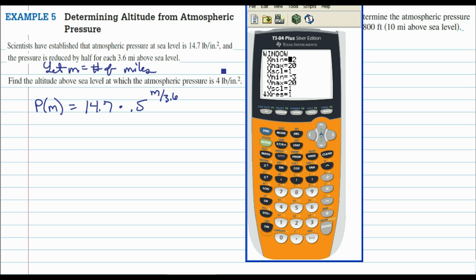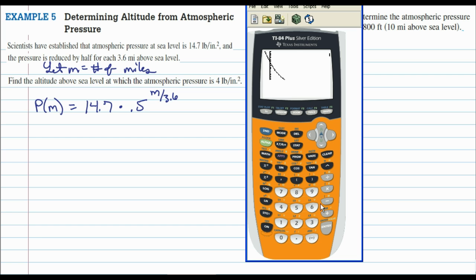So I figured it would be about 8, but just to play it safe, I put my X max down to 20, or out to 20 miles. We'll see what happens. It could be too big, but I'm just playing it safe at this point. And then for my Y max, my initial pressure was 14.7, so I just set my Y max to 20. Now I can see the intersection pretty clearly. I definitely could have cut off my X max a little bit, but this is still fine.